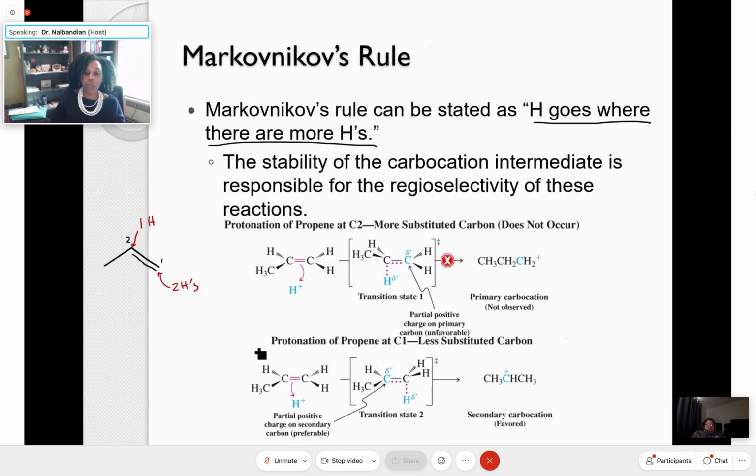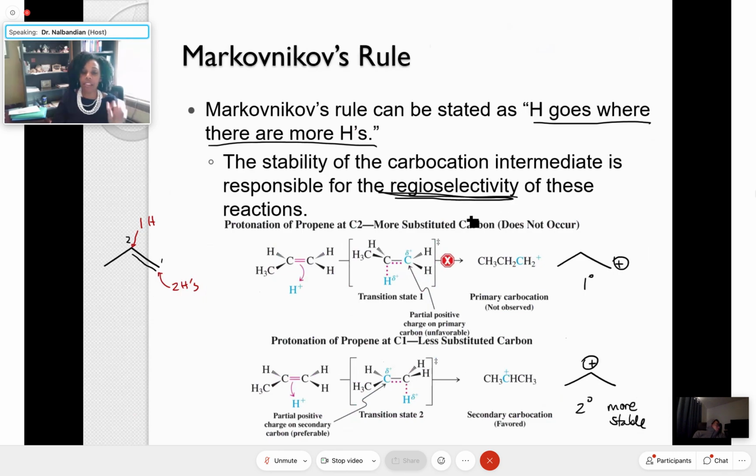We're going to add it to carbon 1 because we end up with these two different carbocations. So remember the carbocation that we would get here? Either this or this. What's the difference? Well, this is primary versus this is secondary. Which one's more stable? We know secondary is more stable based on hyperconjugation, right? So that means it's going to be lower in energy versus going to primary, which is higher in energy.